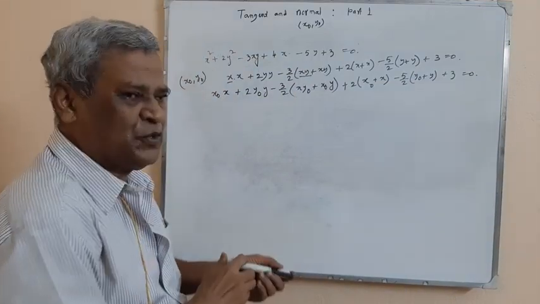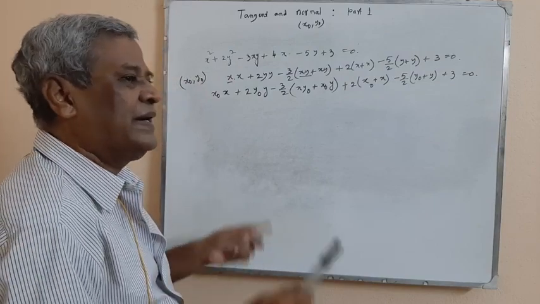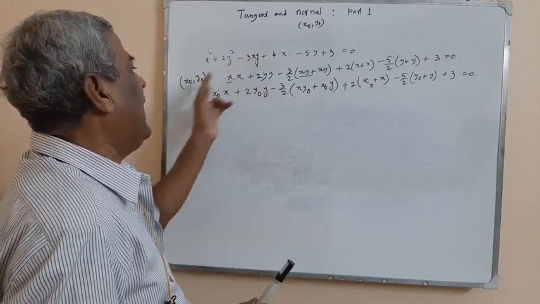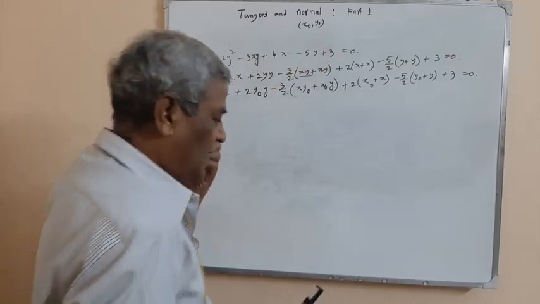This is the simplest possible way, I think. But mind that it is only for calculating the tangent of a curve at that point. That point must lie on that curve. Okay.